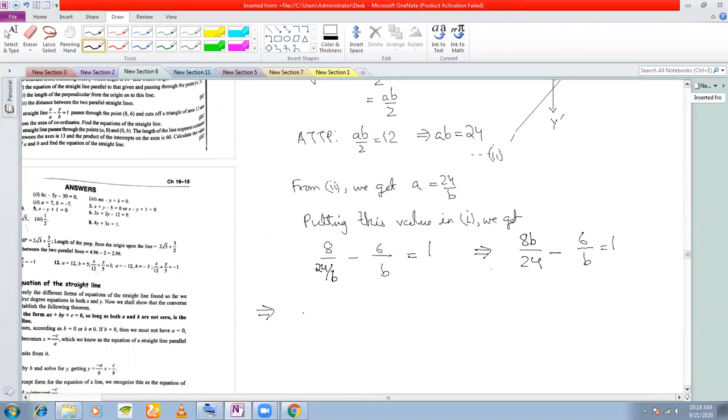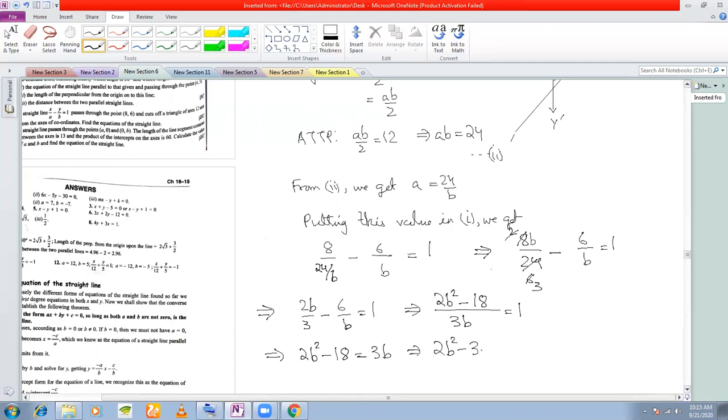So now take the LCM. Let me cancel this first: 8 and 24, 8 threes are 24. So 2b by 3 minus 6 by b is equal to 1. Now take the LCM, 3b is your LCM. 2b square minus 18 is equal to 3b. That means 2b square minus 3b minus 18 is equal to 0.